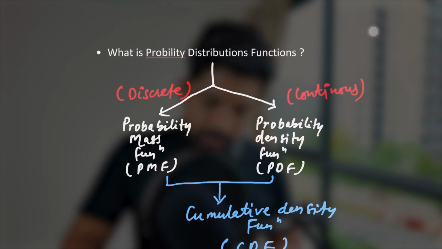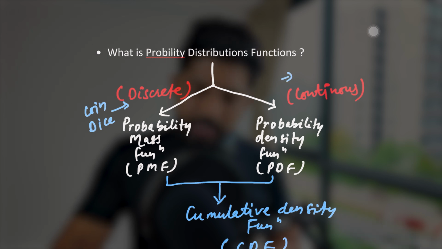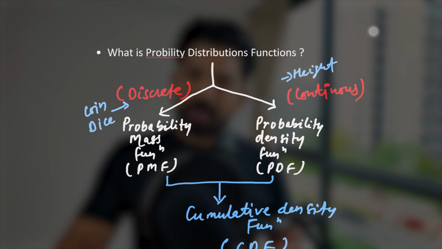So we can say this is for, let's say, a coin experiment or a dice experiment. Similarly, this is, let's say, height of humans and all those other examples, right? Until now, it's all clear. It should be very clear.